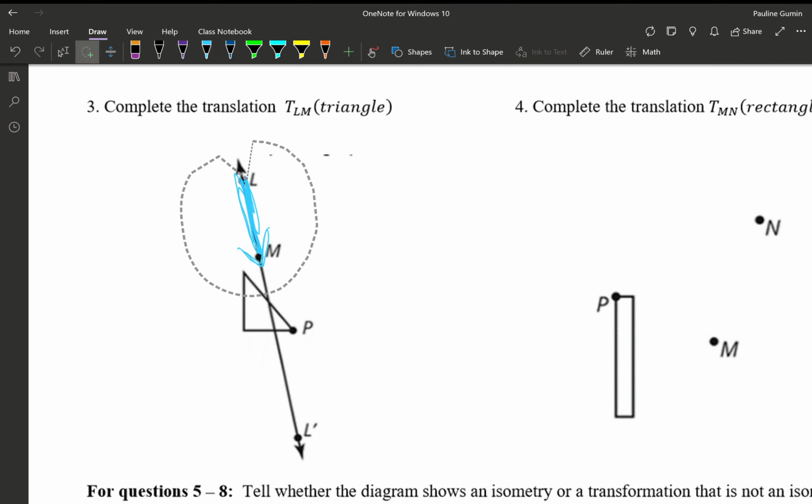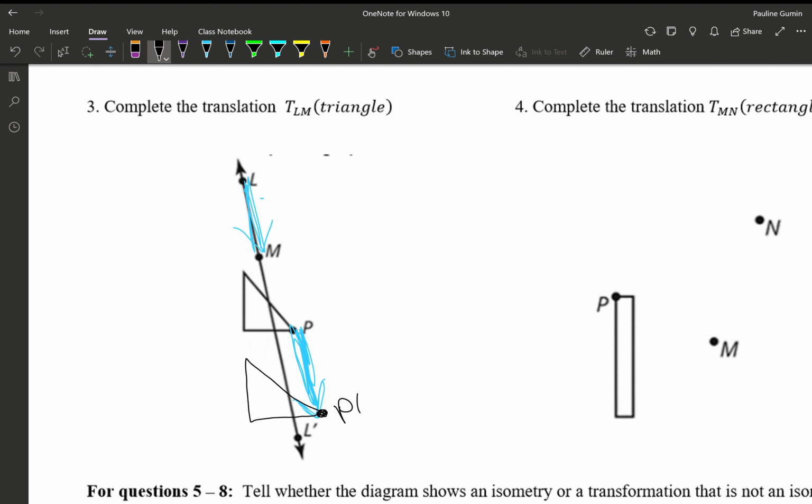So I'm going to take that, transport it down here. Wow, that's an ugly line, but that's okay. We do our best. I'm going to mark this as point P prime, and I'm going to recreate that same triangle the best that I can.